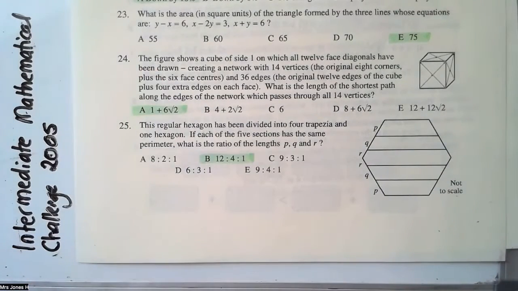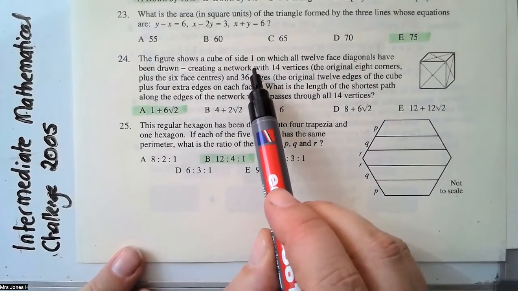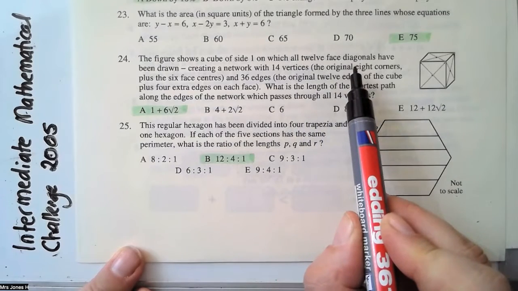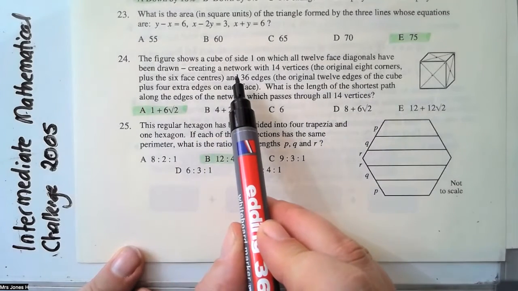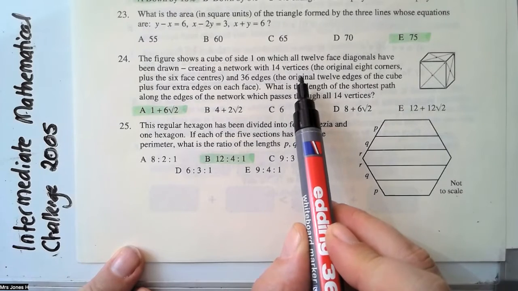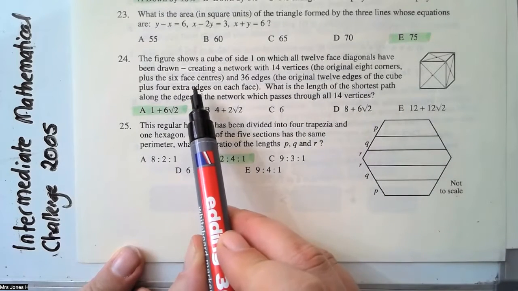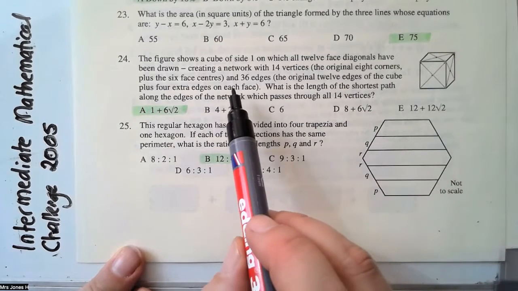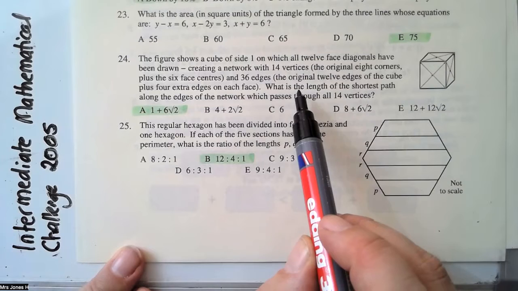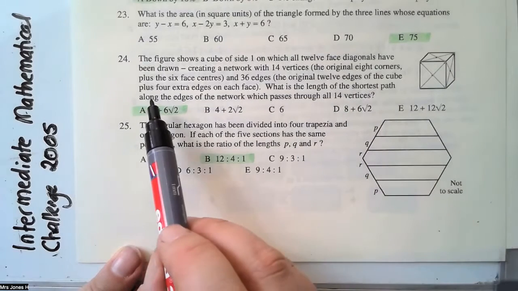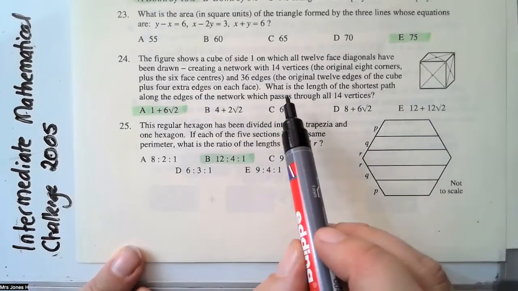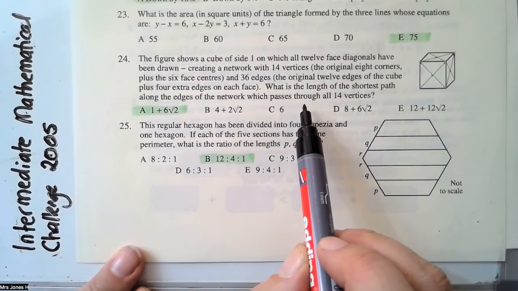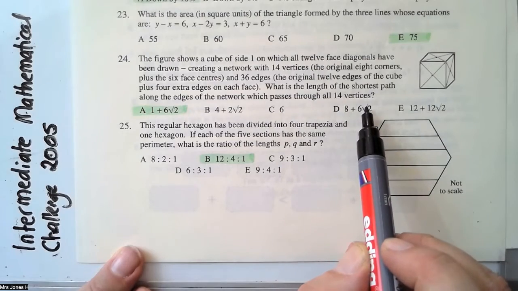Question 24. The figure shows a cube of side 1, so that's this length here, on which all 12 face diagonals have been drawn, creating a network with 14 vertices, the original 8 corners plus the 6 face centres. So we've got the centre points of each of these, and 36 edges, the original 12 edges of the cube plus 4 extra edges on each face. What is the length of the shortest path along the edges of the network which passes through all 14 vertices?